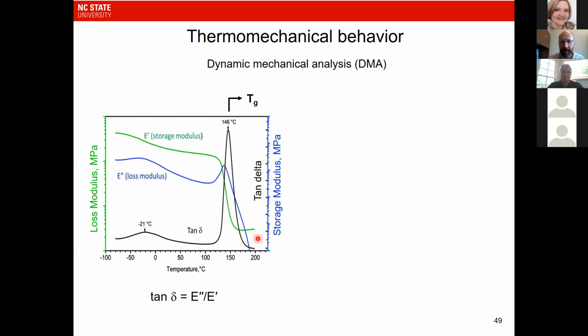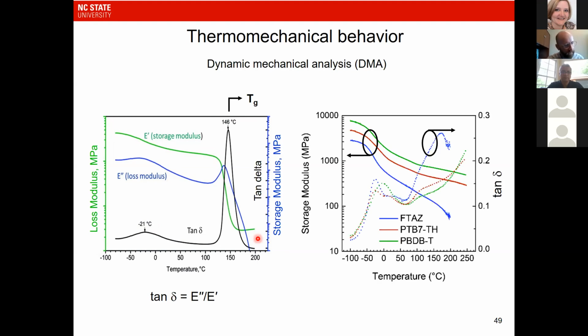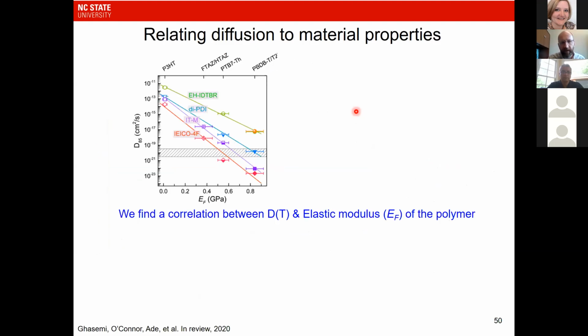And so we're interested in this behavior, and we look at this for some of the polymer semiconductors that we're looking at. And what you can see is there's this relaxation at around -20 degrees Celsius, but they're not too different. We don't actually think this is a glass transition. It's more like a sub-transition, but they're quite similar. They're not differentiating too much there. Where they are differentiating is in the stiffness of the materials. The polymers have different stiffnesses. And so does that relate to diffusion, I guess, is the question. And we found that it does.